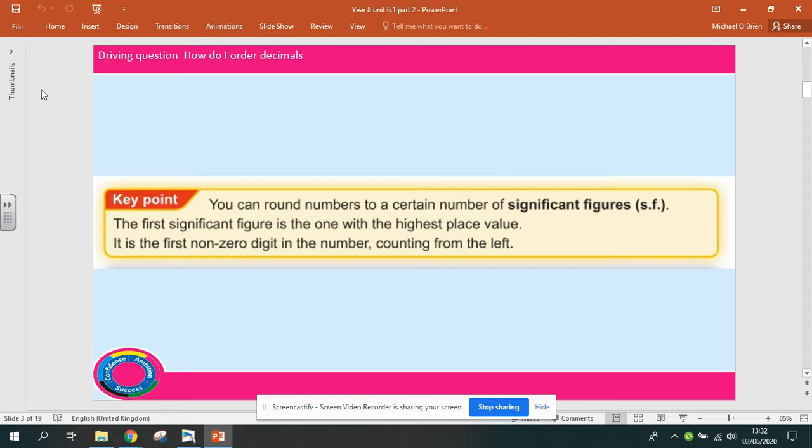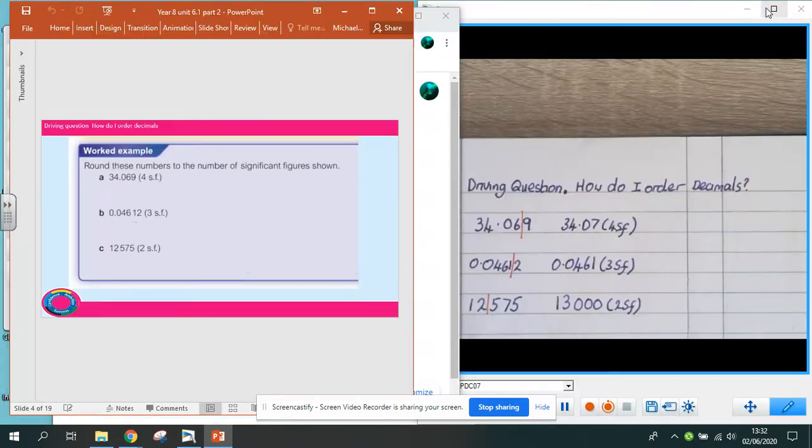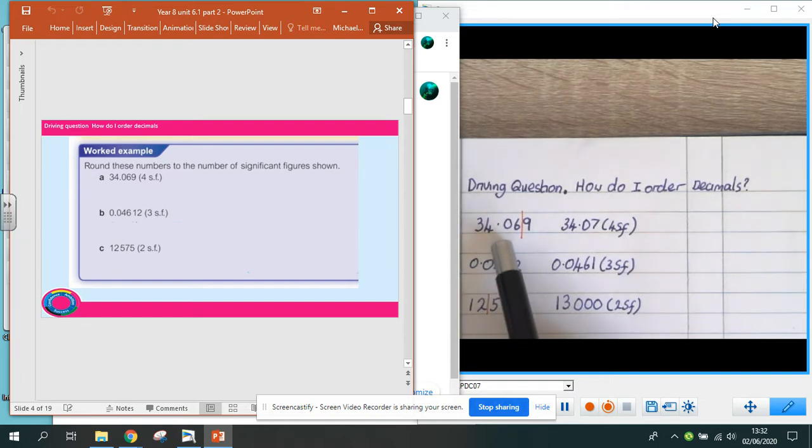And once we've done that definition, it's time to have a look at these worked examples. So I've written them here as well, they're exactly the same. Round these numbers to the number of significant figures shown. So the first number, 34.069, and we're rounding this to 4 significant figures. So we count the first 4 figures. 1, 2, 3, 4. Notice we don't count the decimal point, it's not a digit.